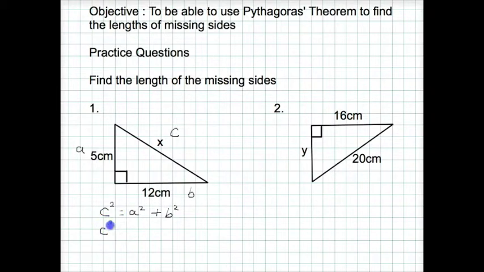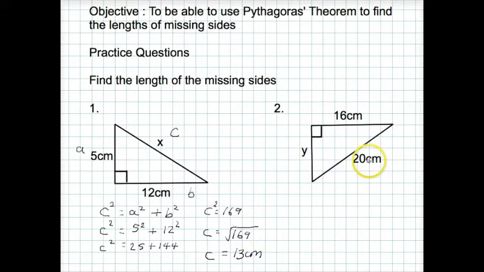So we have c squared is equal to 5 squared plus 12 squared. So if we work those out, we're going to have 25 plus 144. So c squared is actually going to equal 169. And c will be the square root of 169, which you should know is 13 centimeters.